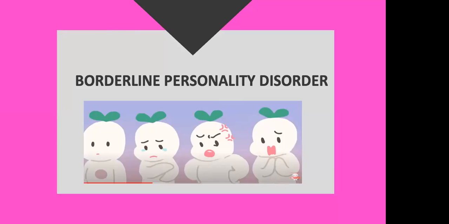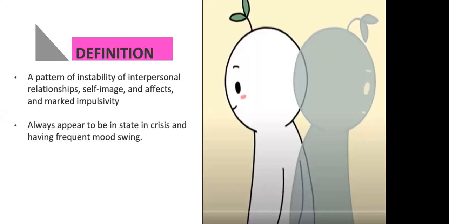Next is borderline personality disorder. It is defined as a pattern of instability of interpersonal relationships, self-image, and affects, and also marked impulsivity. So patients with borderline personality disorder always appear to be in a state of crisis and have frequent mood swings. Next.